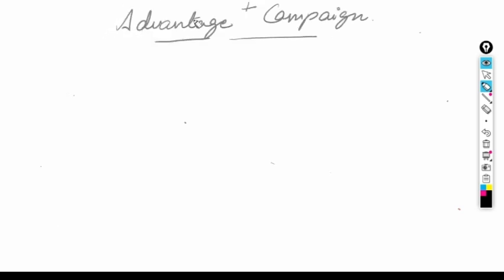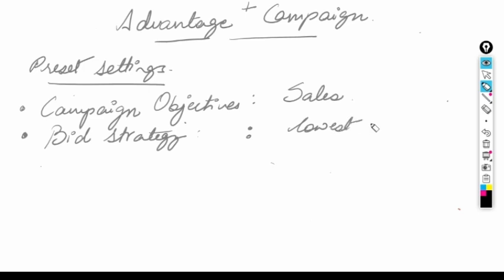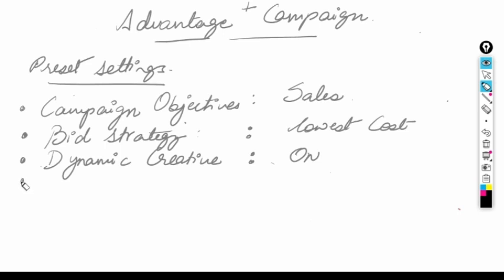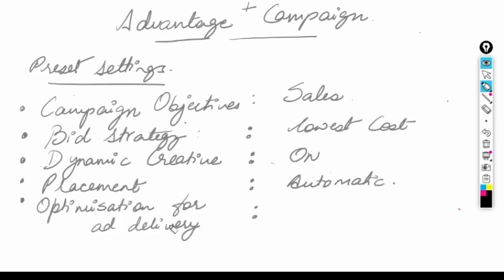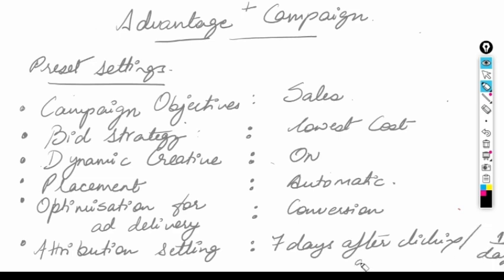Let us discuss what the preset settings are in the case of the Advantage Plus campaign. The preset settings are: campaign objective is sales, bid strategy is the lowest possible cost, dynamic creative is on, placement of your ad is automatic, optimization for ad delivery is for conversions, and the attribution setting is 7 days after clicking or 1 day after viewing.